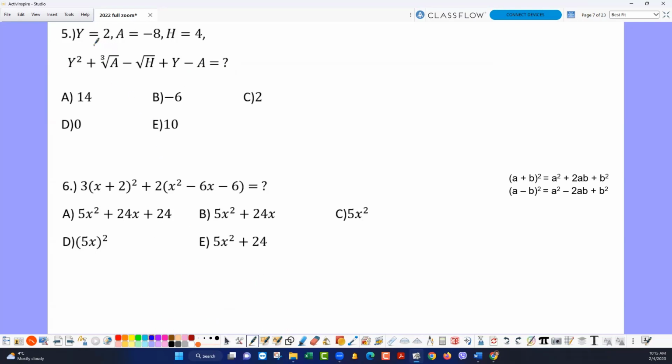Here, y squared: since y is equal to 2, this is going to be 2 squared. Plus the cube root of a: since a is equal to minus 8, it's going to be the cube root of minus 8, of course. And minus the square root of 4, since h is equal to 4. Plus, y was equal to 2, and a was equal to minus 8, but this time it is minus a, so minus minus 8 it should be. You should be careful about that one.